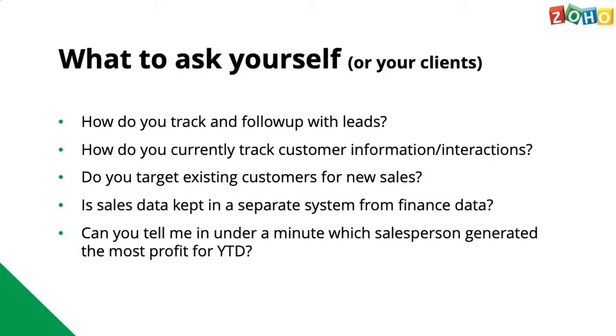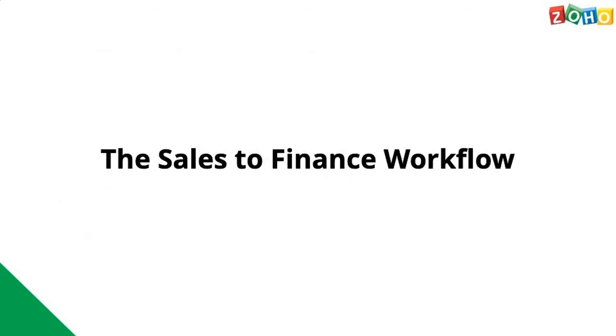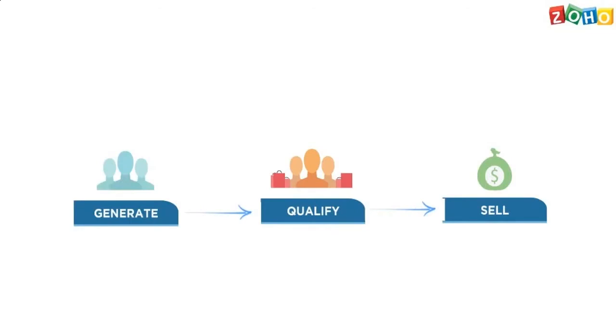All right, so let's actually talk about the sales to finance workflow. Let's get into the meat and potatoes of this. When we talk about the sales to finance workflow, this really relates to generating leads, qualifying them, and then selling to them. And typically the second portion of this is really all we talk about, right? Once a customer is ready to go, they're ready to pay, that's when finance takes over. That's when our finance applications take over. But what about that first part, right? And how do we actually link this workflow so that we can see the full picture?